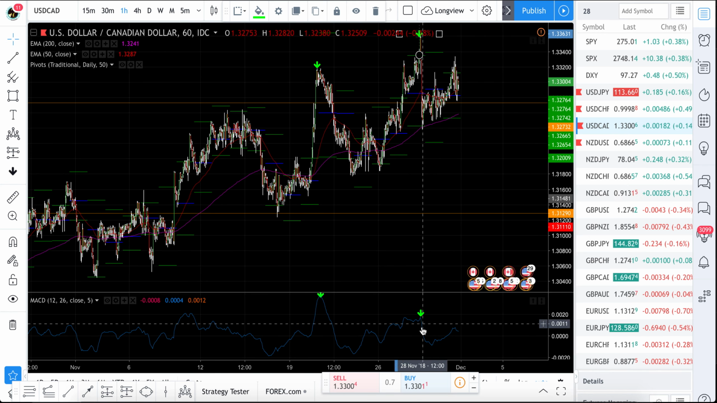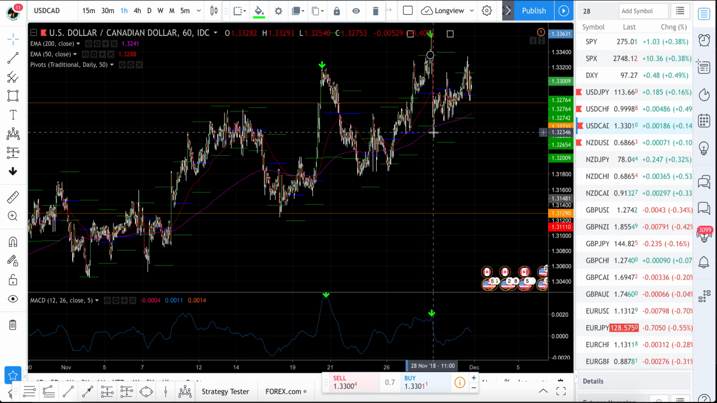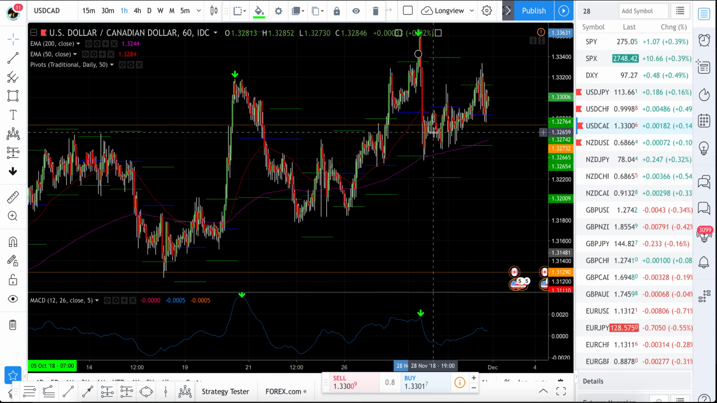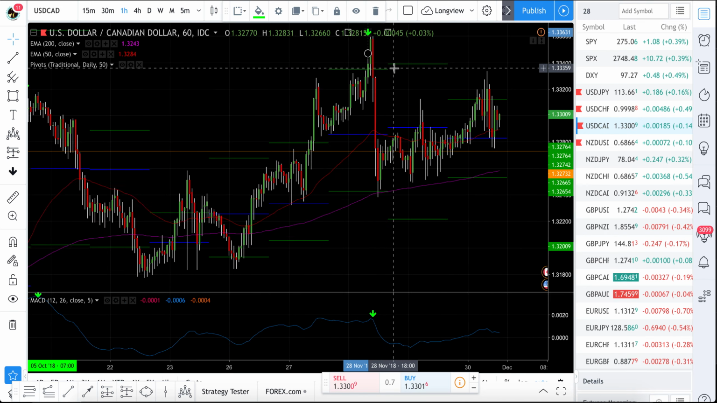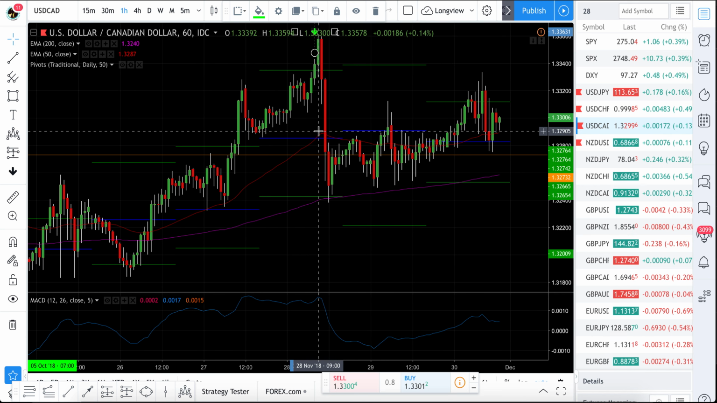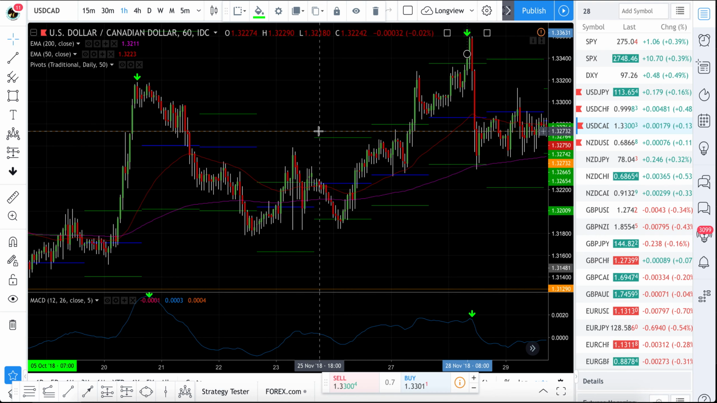Guess what? It did. It dropped right here. Was there an entry? That's a whole other story. Was there a way to get in and catch this falling knife? You see how it came up right here and then two big red candles down. That's a hard one. And there's people who do catch those.